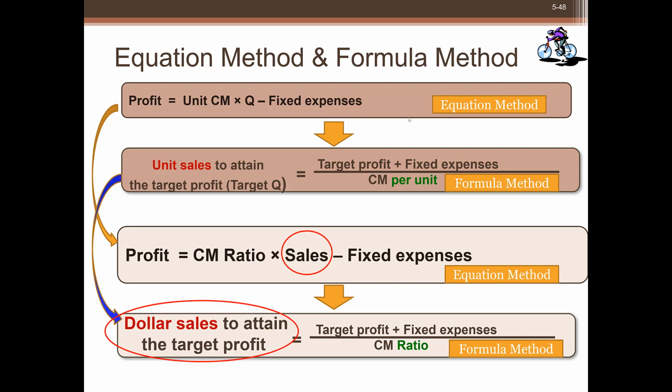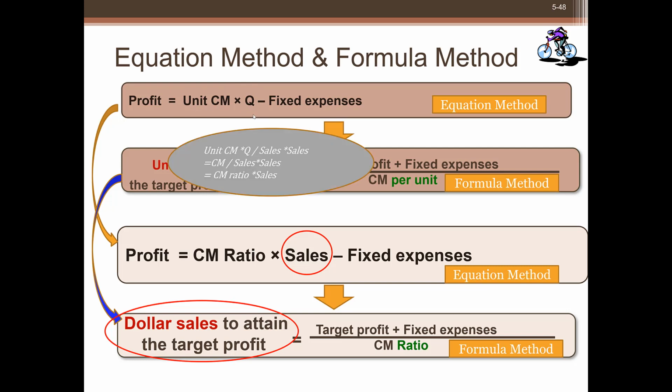Let's take a look at how we can rewrite these equations from the equation method and the formula method to calculate the dollar sales. Here, for the first equation, for unit contribution margin multiplied by Q, we can divide it by sales and multiply by sales. Those two cancel out. Unit contribution margin multiplied by Q is total contribution margin. Divided by sales is contribution margin ratio. That's why unit contribution margin times Q can be transformed into contribution margin ratio times sales.